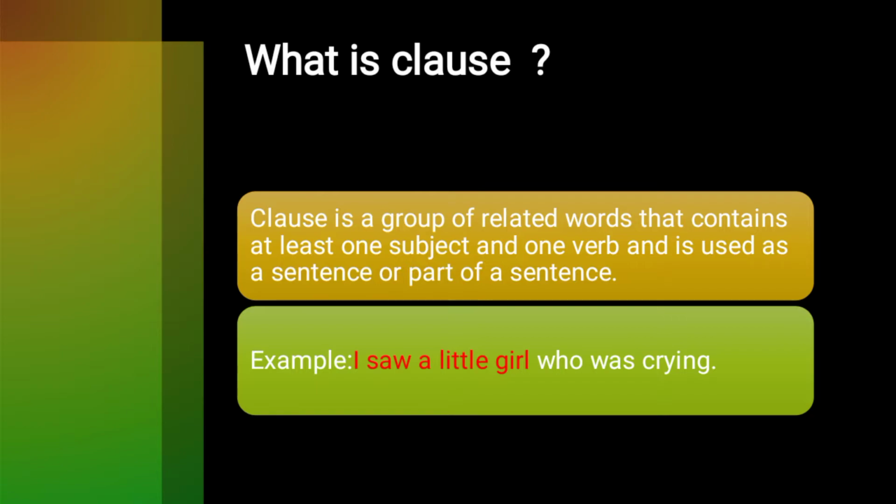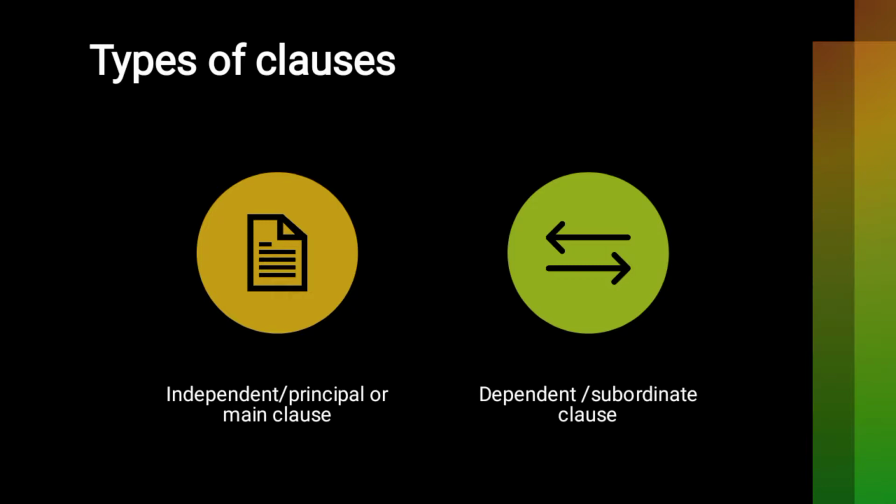When we say that a clause can function as a sentence as well as part of a sentence, you can see an example here: I saw a little girl who was crying. Here, "I saw a little girl" functions as a complete sentence. Now look at the second part of the sentence, that is "who was crying." Here, "who was crying" acts like a part of the sentence. Depending upon their function, a clause can be divided into two subtypes: the principal, main or independent clause, and then we have the dependent or subordinate clause.